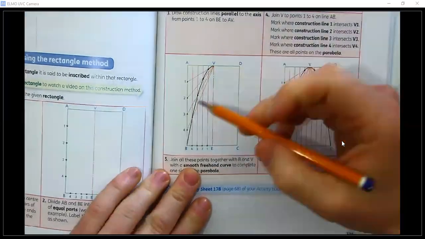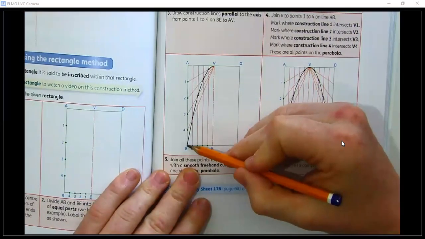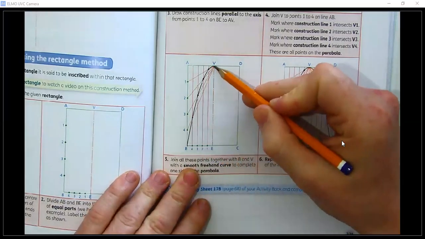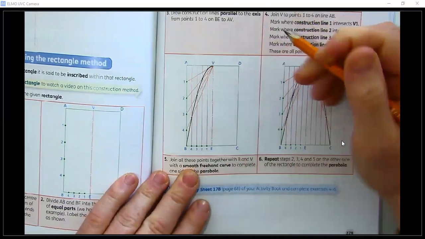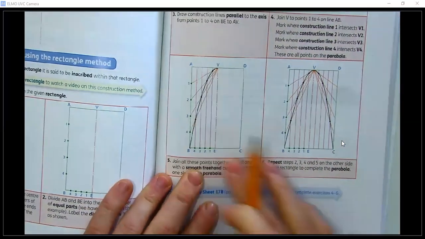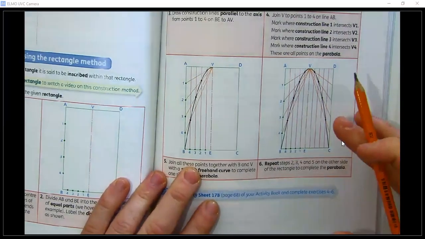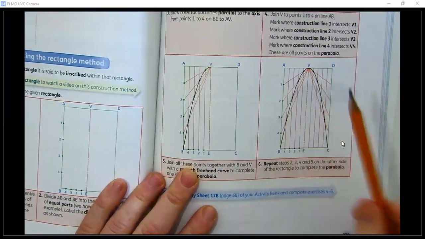Once you have those 4 points completed, you freehand it. You start at the bottom corner, come up through these 4 points, and curve it into your vertex. Once you have that done, you do the exact same on the opposite side. It's the exact same process, except that it's mirrored across.